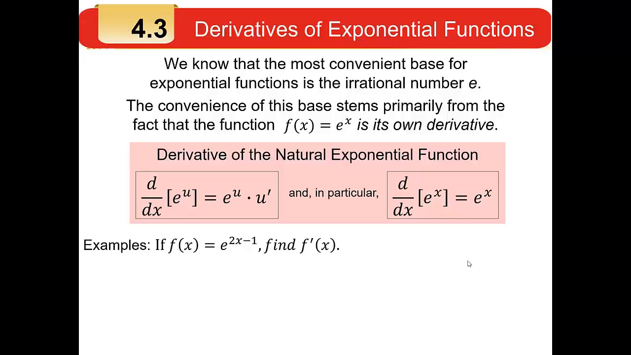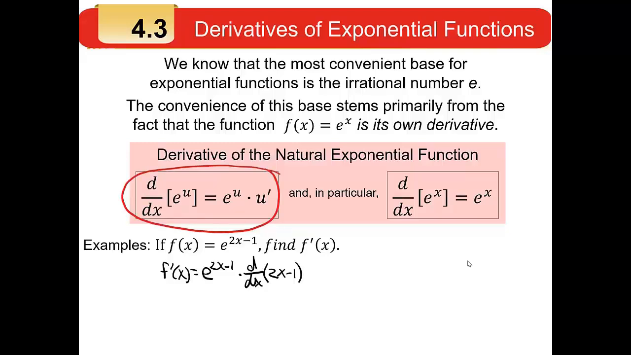The examples turn out to be pretty simple because the concept is pretty simple. For example, if I ask you to find the derivative of f of x equals e to the 2x minus 1, find f prime of x, you would simply treat the 2x minus 1 as the u in the formula above on the left. Then you would write the derivative being e to the u, where u is 2x minus 1, so it would be e to the 2x minus 1, multiplied by the derivative of the exponent. Well, the derivative of 2x minus 1 is just 2. Normally we write the 2 in front, so if you simplify it and write it in the most natural way, you would get f prime of x is equal to 2e to the 2x minus 1.